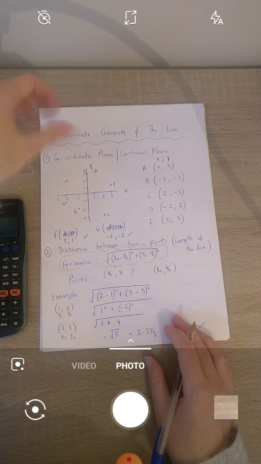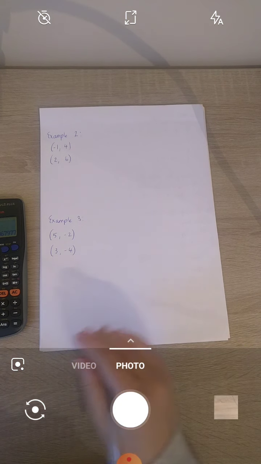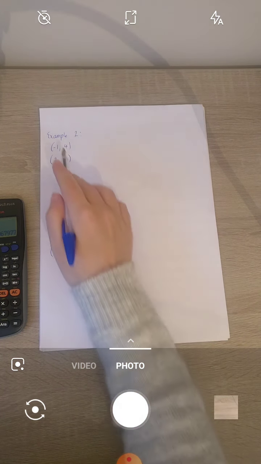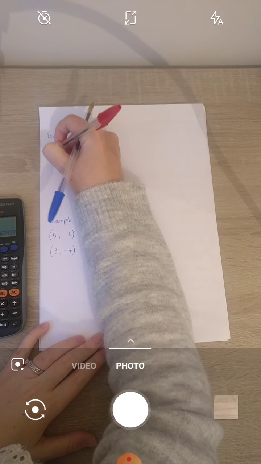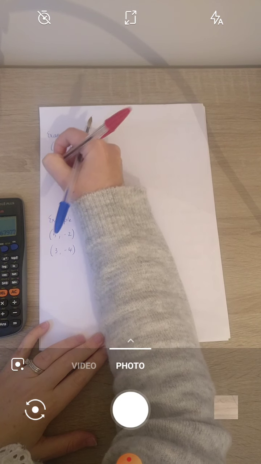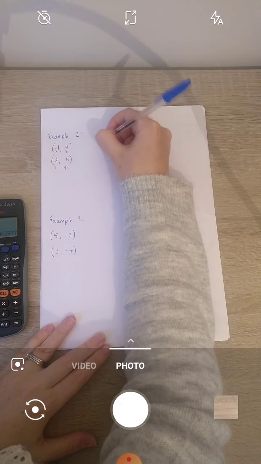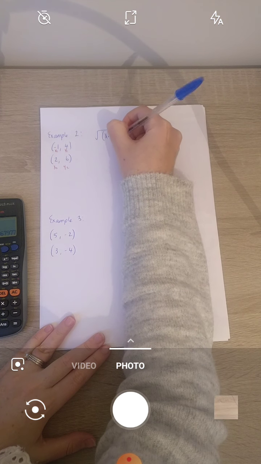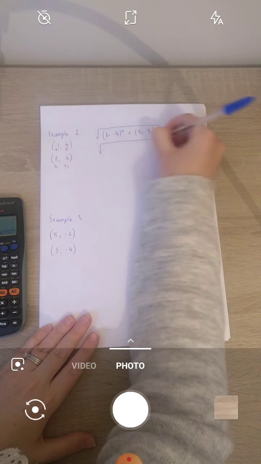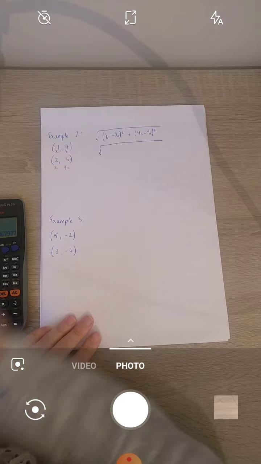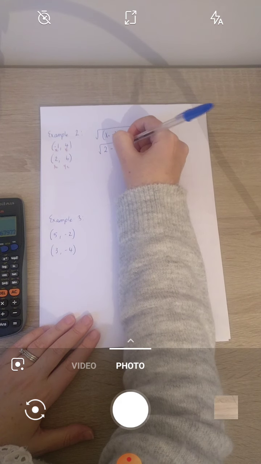Okay. So we're going to look at another couple of examples. And the reason I'm doing that is because of the signs here. Okay. So next example, I'm going to label my points x1, y1, x2, y2, and I'm subbing into my formula x2 minus x1 to be squared plus y2 minus y1 to be squared. So we have the square root of x2 is 2 minus x1 is minus 1 to be squared.